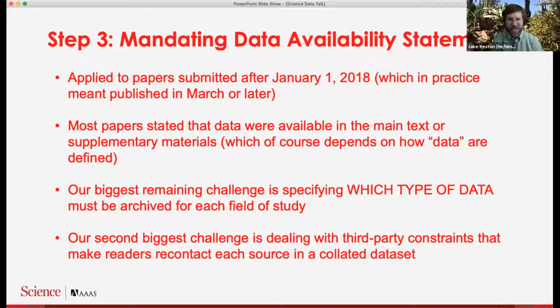So if you got a data set from someone and they said, these are the stipulations, explain in great detail how other readers could undergo that process, could contact those same people. How did you contact them? How will they contact them and obtain the data that you used?